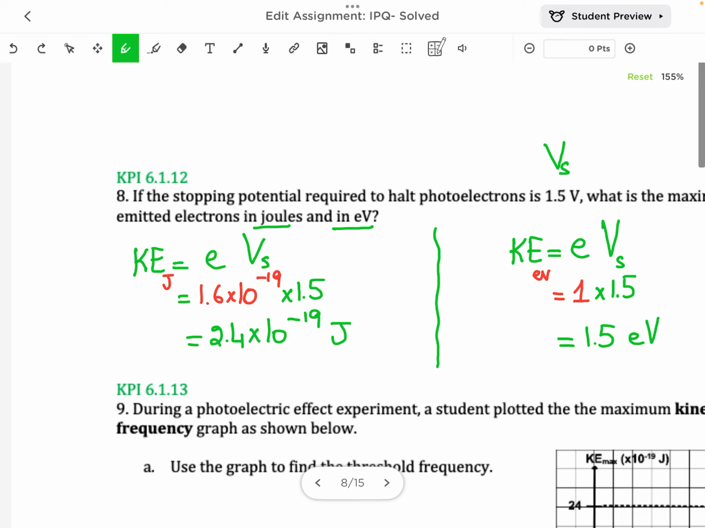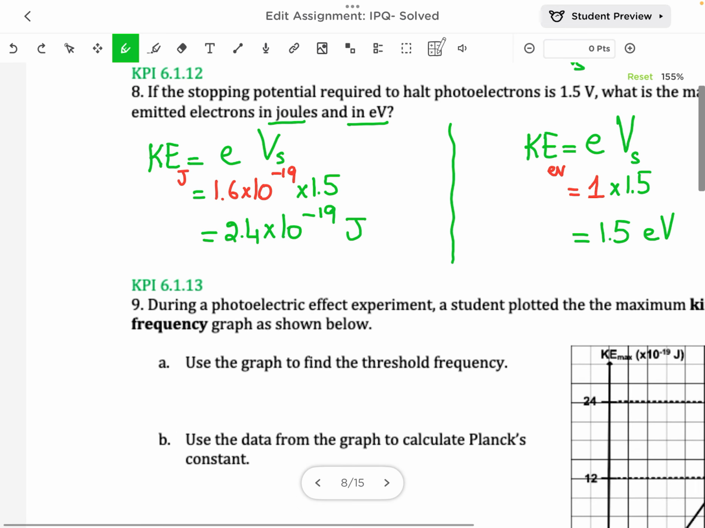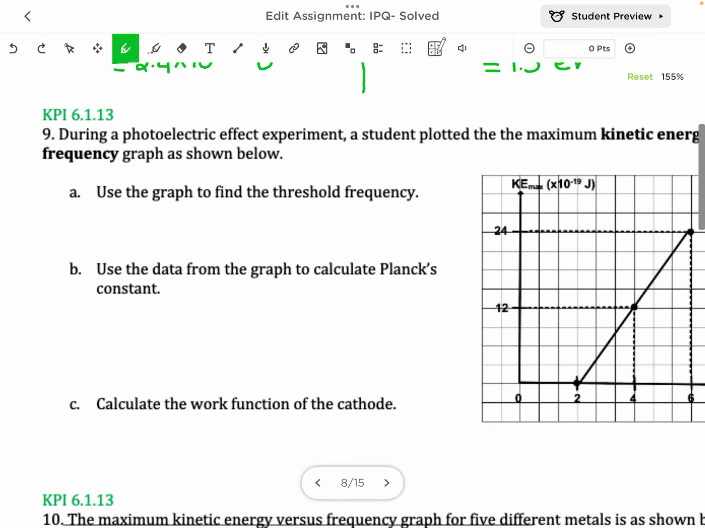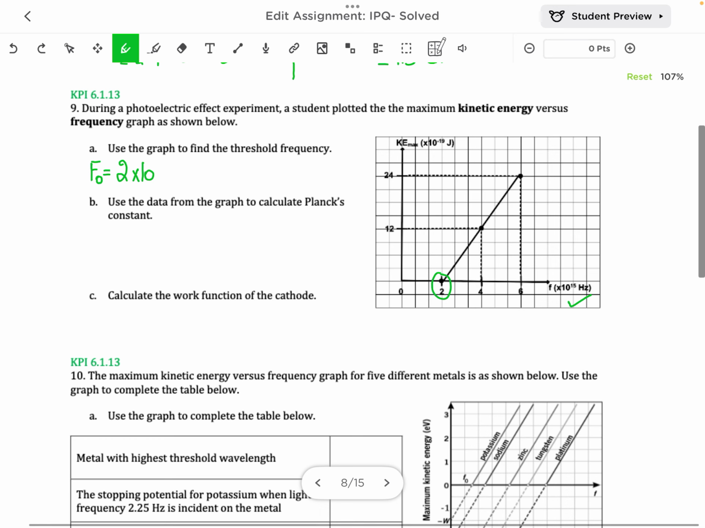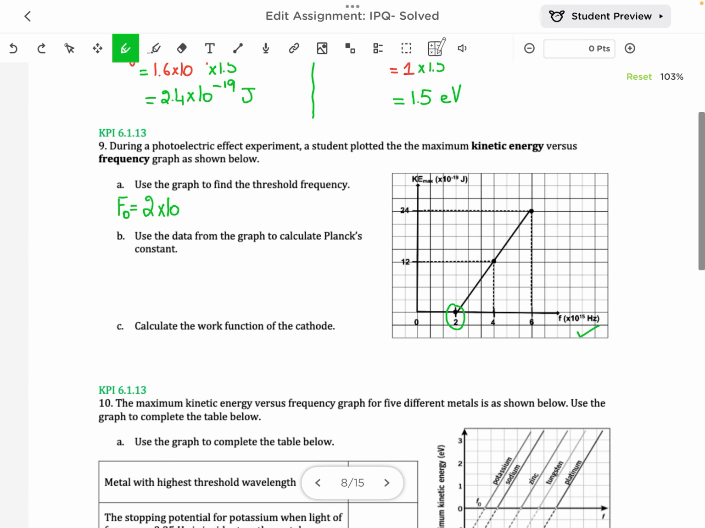Question number 9. During a photoelectric effect experiment, a student plotted the maximum kinetic energy versus frequency. Use the graph to find the threshold frequency. So again, the threshold frequency is the x-intercept. F0 is 2, not to forget, 10 to the power of 15.